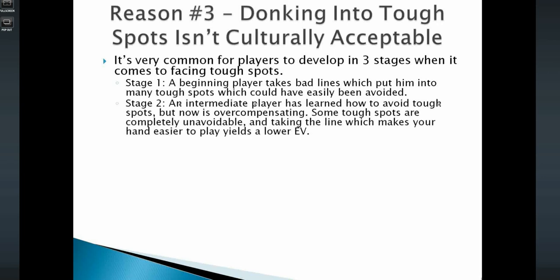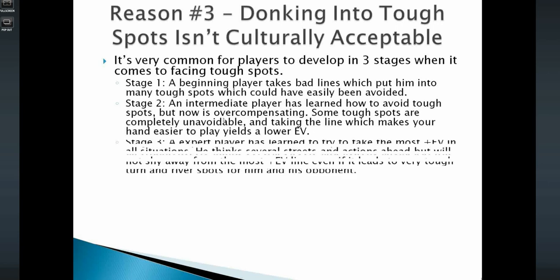Stage 2 is when an intermediate player has learned how to avoid tough spots but is now overcompensating. Some tough spots are completely unavoidable, and taking the line which makes your hand easier to play yields a lower EV. This is one of the most common leaks I see in small stakes and micro stakes players: they're trying so hard to dodge tough spots that they end up taking lines which yield a lower EV, simply because they don't want to deal with possibly making a mistake on the turn or the river, or not knowing what to do on a couple of river cards. These are usually winning players that are doing this too, by the way, in stage 2.